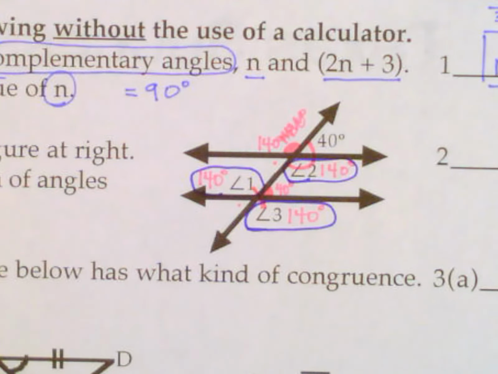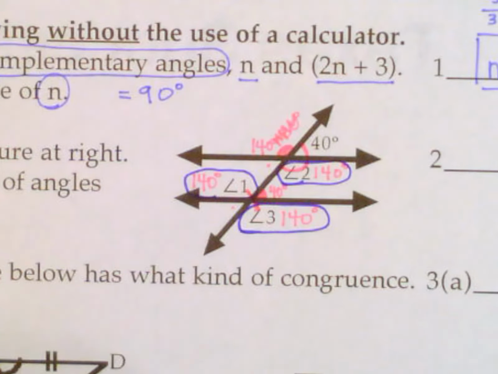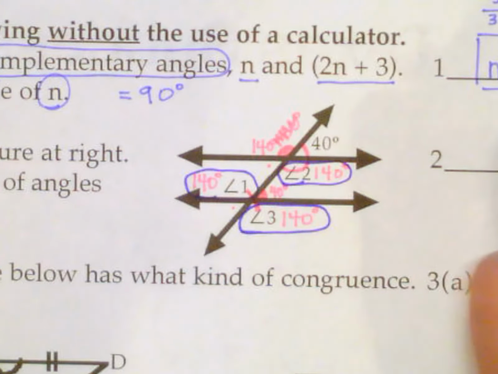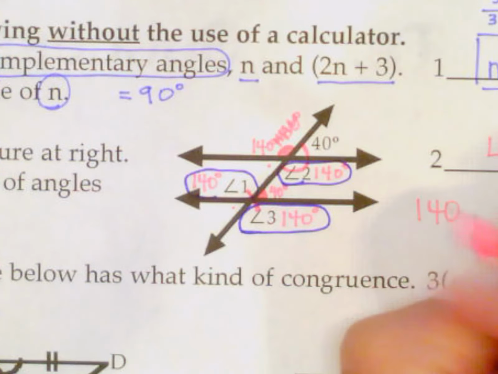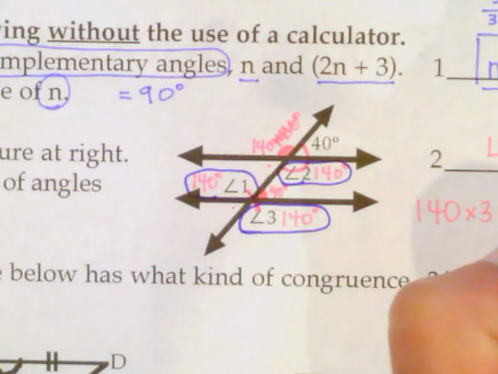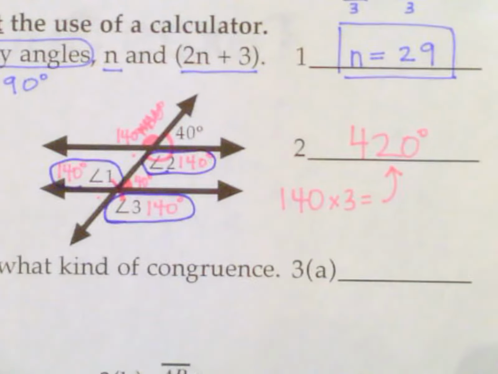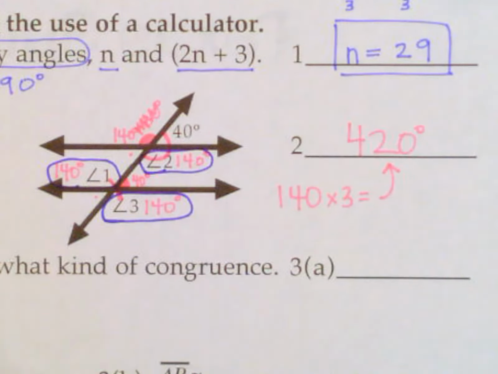So we have 140 times 3. So our total here is 420 degrees. So 140 times 3 equals 420.